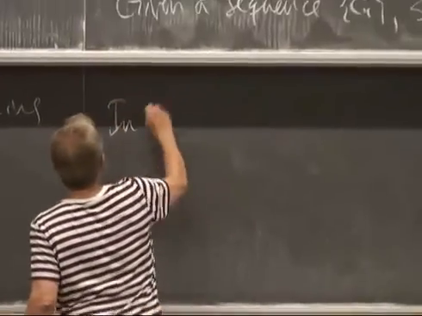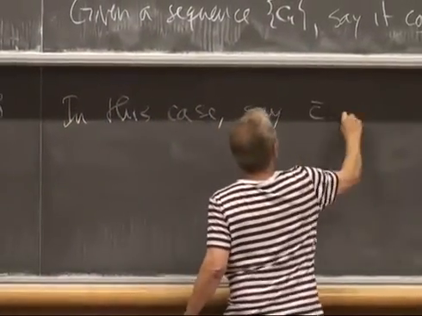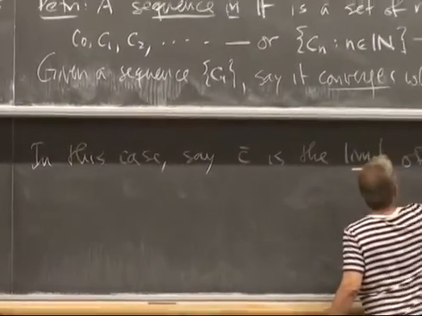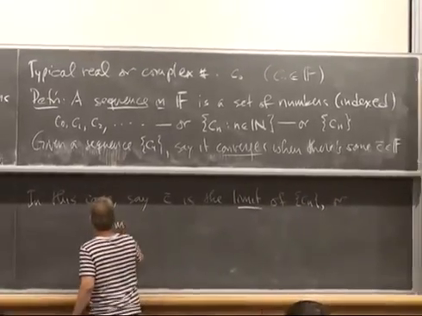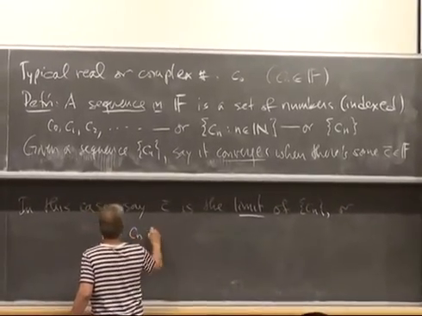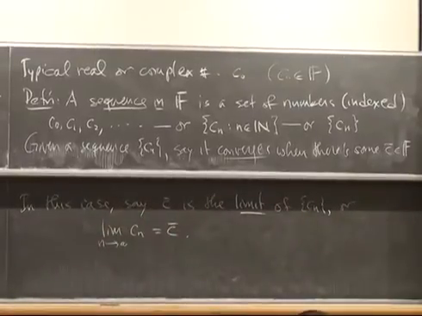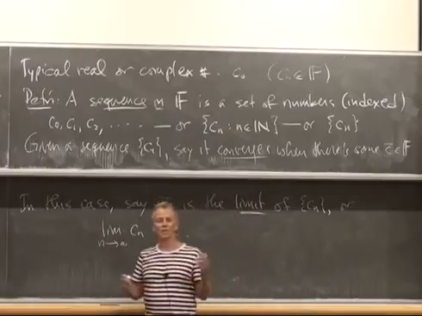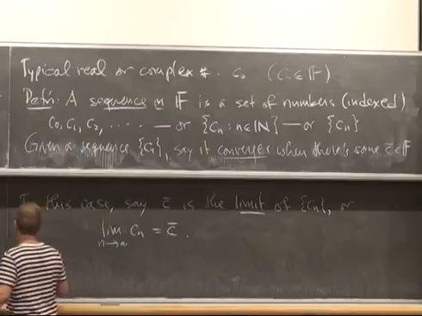Anyway, in this case, we say that C bar is the limit of the sequence Cn, or we just say the limit as n goes to infinity of Cn equals C bar. That's the math notation. All right, now you've all heard that before. You've all heard of what it means for a sequence to converge to some limit C bar. So I'm going to write up a couple of sequences, and you tell me what they converge to. Or tell me if they don't converge.